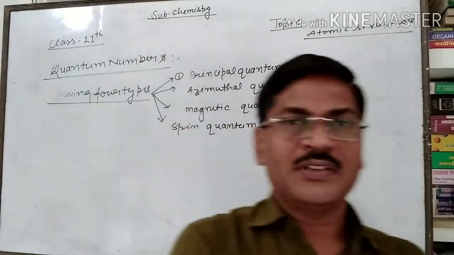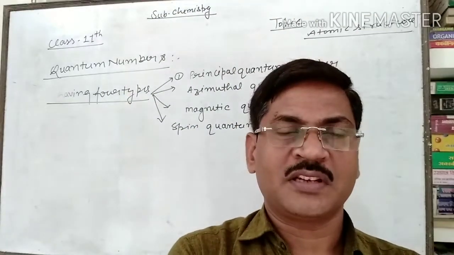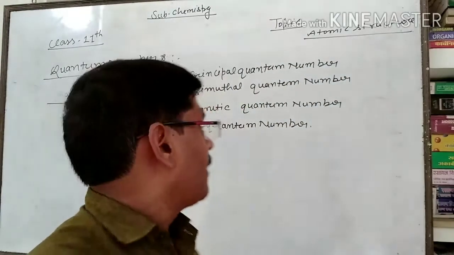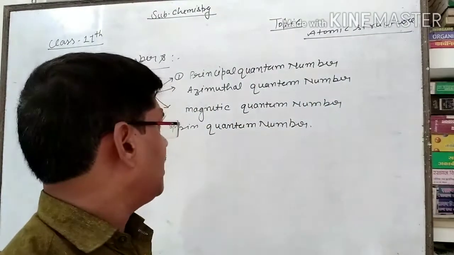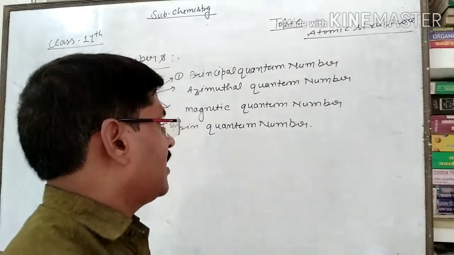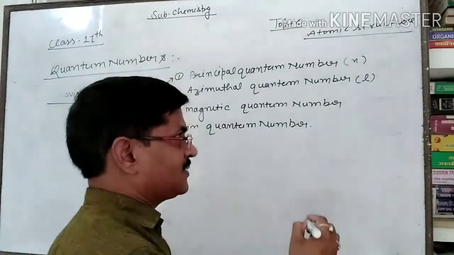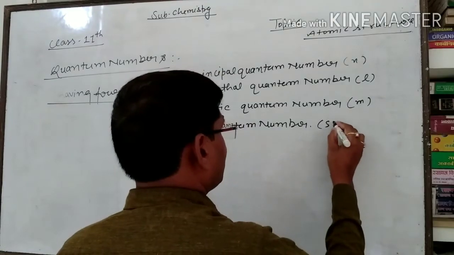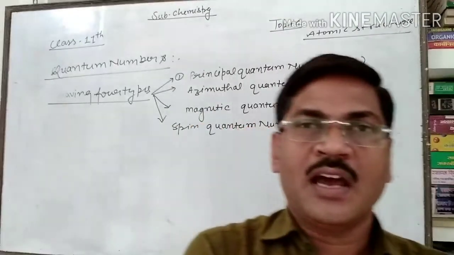As in the definition, all of you have listened, complete information. These numbers provide us complete information like energy, position and even spin of the electron. So first of all, the principal quantum number, second the azimuthal quantum number, third the magnetic quantum number and fourth the spin quantum number. These quantum numbers are represented as first small n, second azimuthal by small l, third magnetic by small m and fourth by s. One by one I have to discuss here.